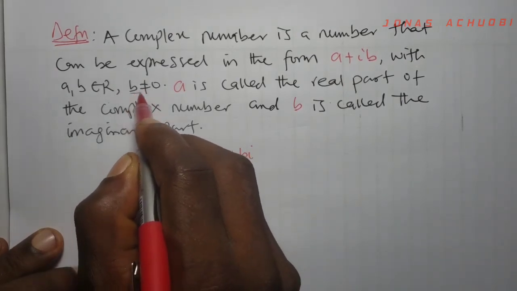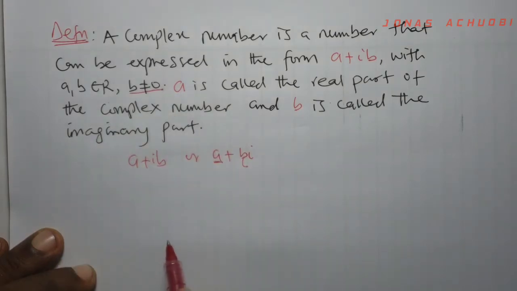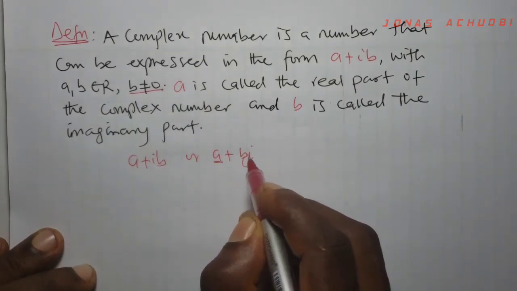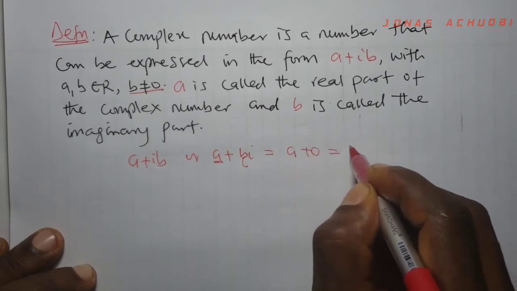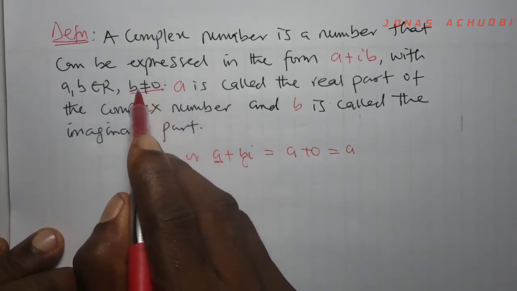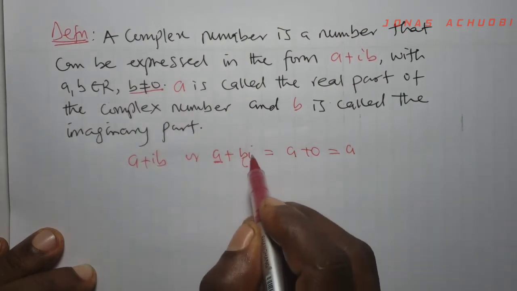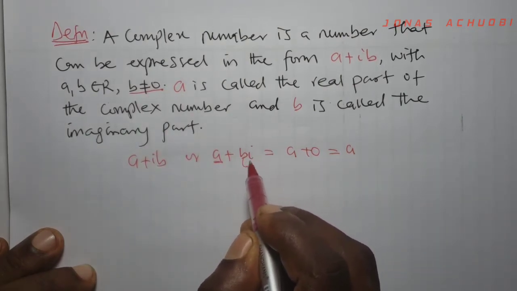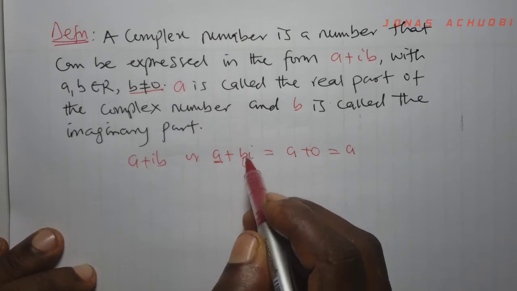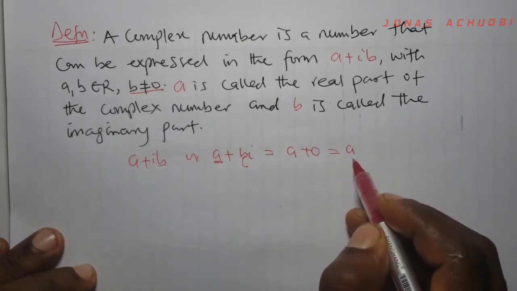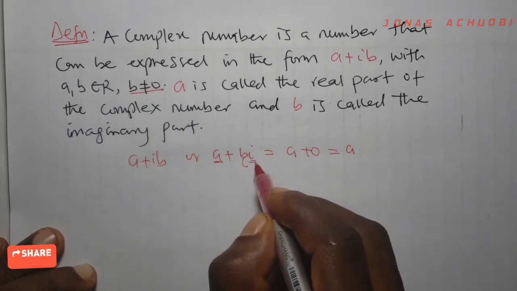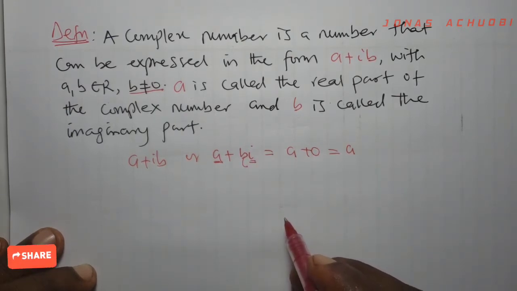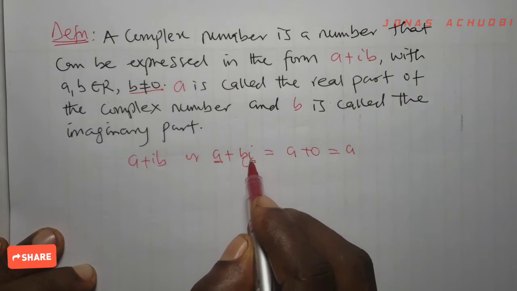Now we say that b is not equal to 0. Why? Because imagine that b is 0 here. What this becomes is a plus 0, which is equal to a. And you see that if b is equal to 0, then our i is gone. And once i is lost, the number you now have is a real number and no longer a complex number. So what makes the number complex in the first instance is the presence of our little man i. So a complex number is a number that has an i on it.